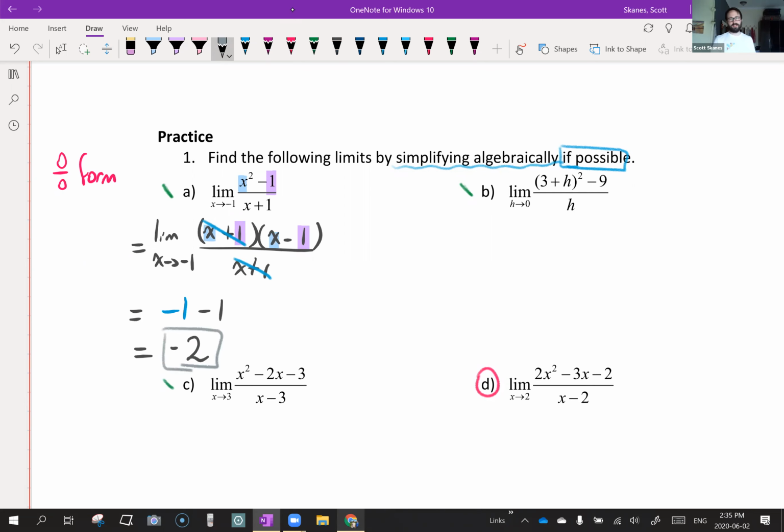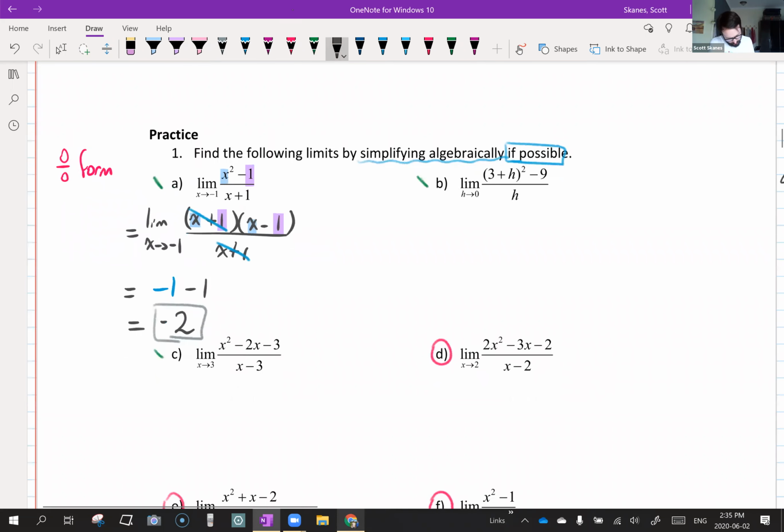Bring out those big guns on the assignment and you'll have no troubles, okay? So if you can see it's going to factor, that's a great thing. It means that it has a hole, which means that you'll have a removable discontinuity. It's a hole, and it probably has a limit. Let's do the next one.